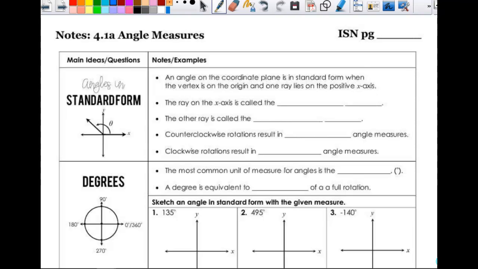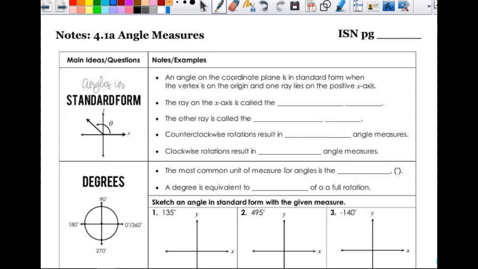Yesterday we reviewed geometry with your right triangle trig. Today we're going to look at angles in standard form, which means they're going on the coordinate plane. You're used to angles being inside of figures that are just randomly all over the place, or maybe you draw some random parallel lines and you've got angles in there, but we're putting them on the coordinate plane. They can be anywhere on the coordinate plane, but we're specifically going to talk first about them being in what's called standard form.